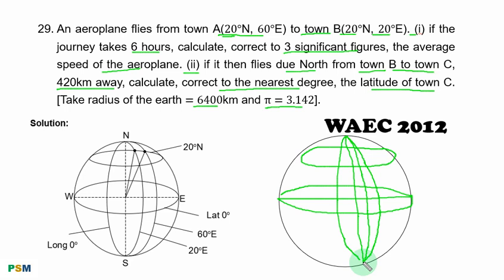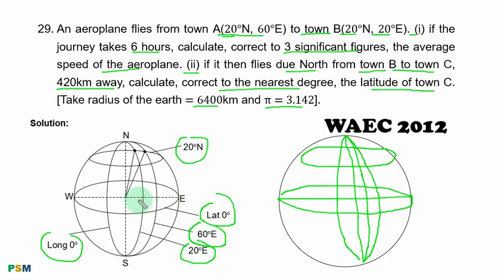That is what you have in this diagram. The equator, latitude 0 degrees. You have latitude 20 degrees north. You have the prime meridian, longitude 0 degrees. This is longitude 20 degrees east, and the second is longitude 60 degrees east.